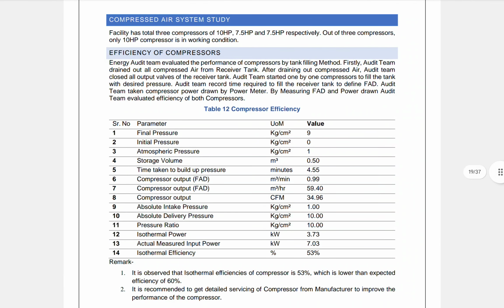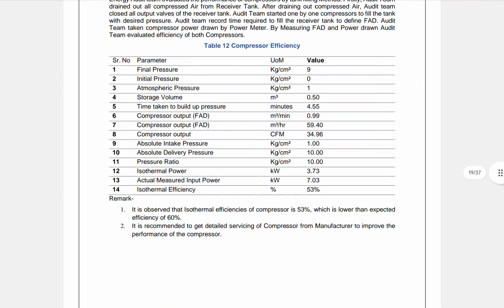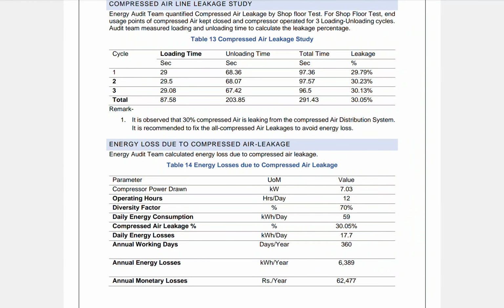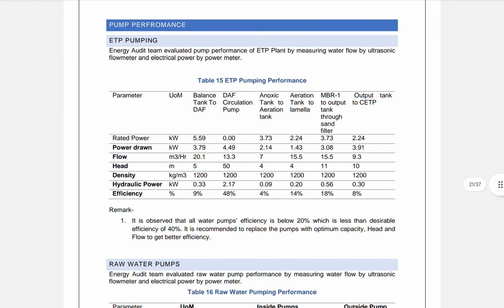Compressed air system. This is the compressor efficiency standard methodology, where we can derive isothermal efficiency and volumetric efficiency. Then the leakage test. This is a standard test issued by the BEE. Accordingly we have to do the test. Then pump performance.